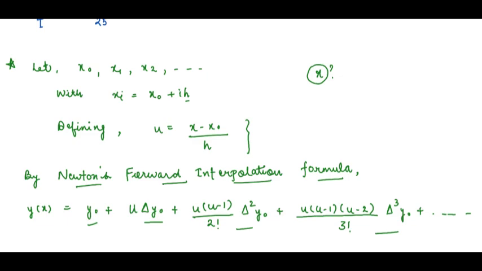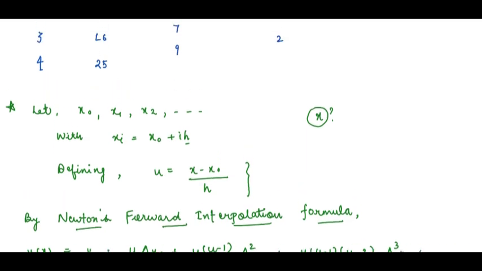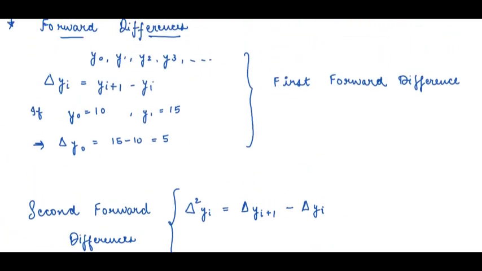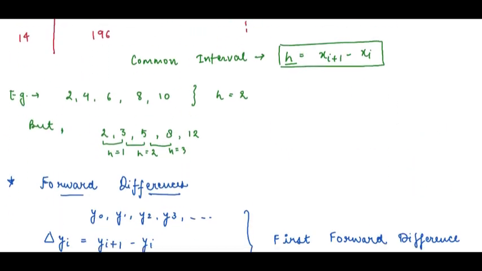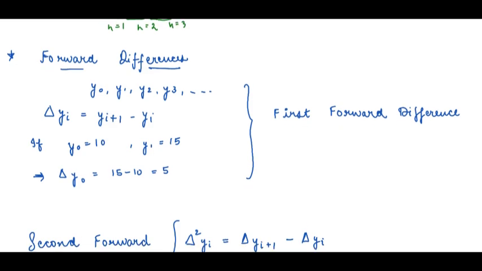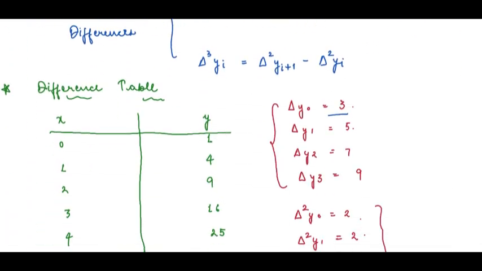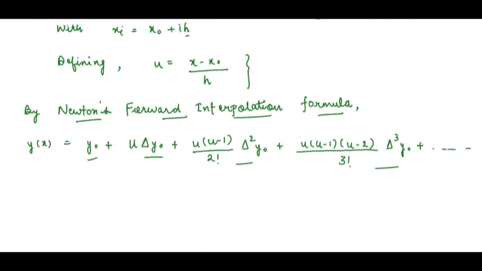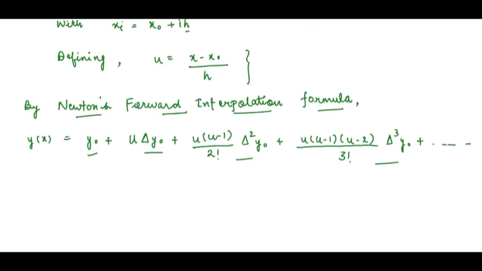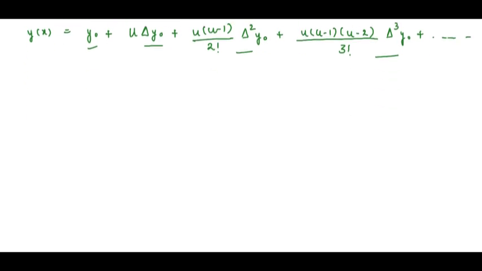So to summarize, we first arrange the given values of x and y, then check that the x values are equally spaced and calculate the h value, and then construct the forward difference table. Identify your first values as y0, del y0, del square y0, and so on. And then calculate the value of u and substitute into the Newton forward formula, and hence calculate the required interpolated value.